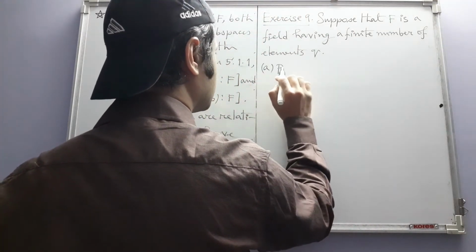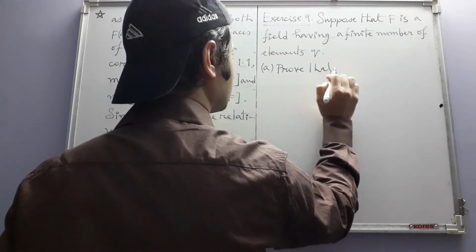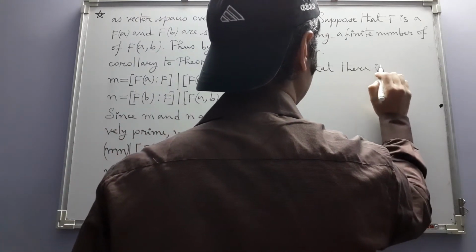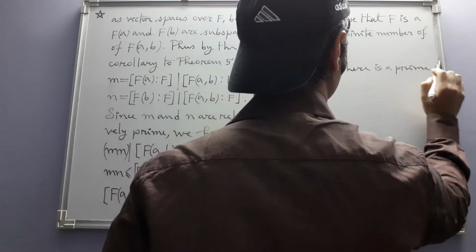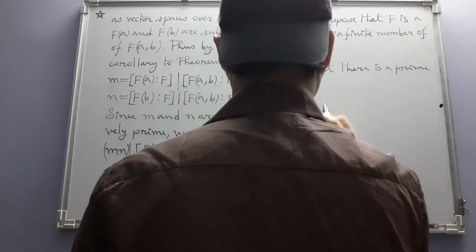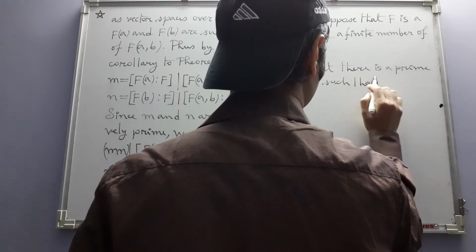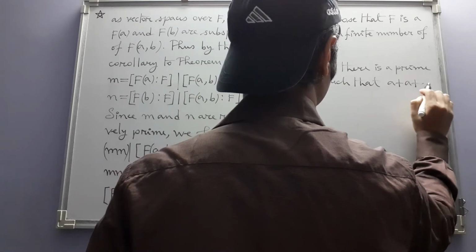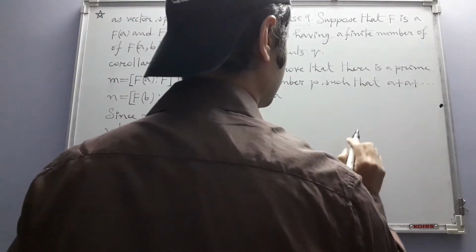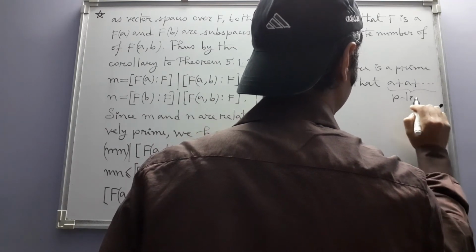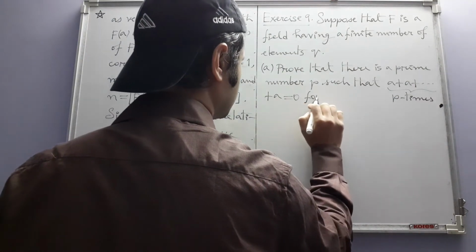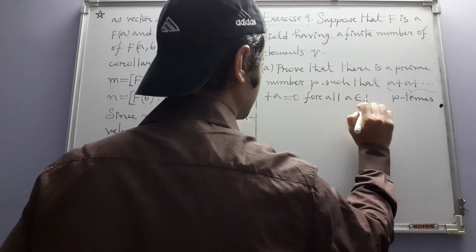Part A. Prove that there is a prime number P such that if you consider this sum, where we take the same element and we take it P times, then this sum is equal to 0 for every element in F.